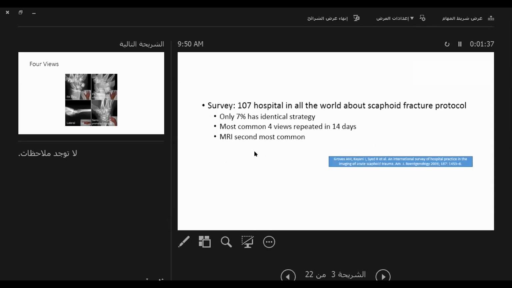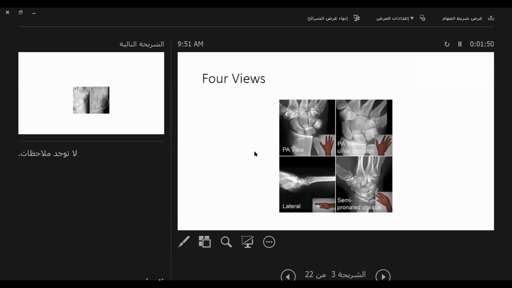The most commonly used was the 4 views acutely, which is repeated after 14 days. MRI is the second most common modality used for diagnosis of scaphoid fracture. Starting with the acute injuries of the wrist joint, the standard views that we use for scaphoid diagnosis are the 4 views: the PA view, the PA with ulnar deviation, the lateral view, and the semi-pronated view. These views are necessary and mandatory in acute scaphoid fracture.